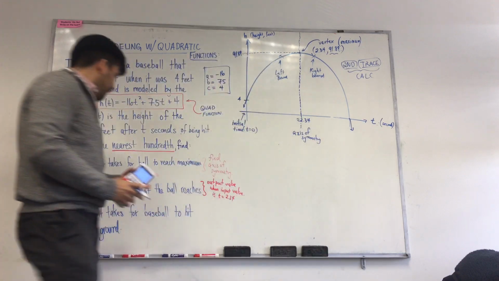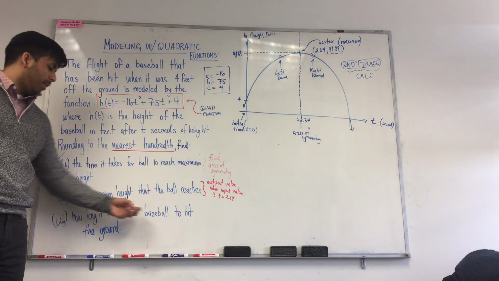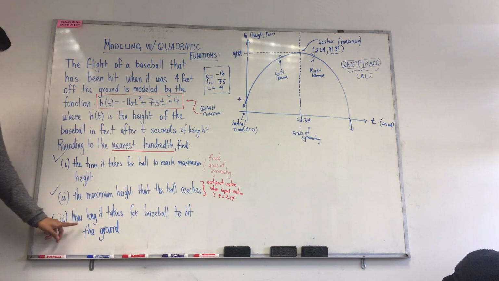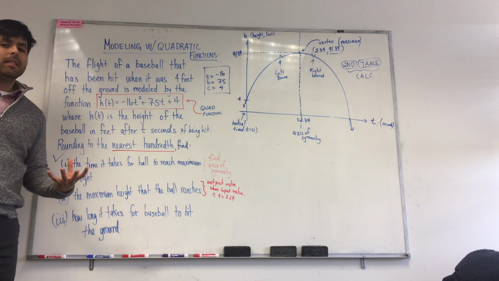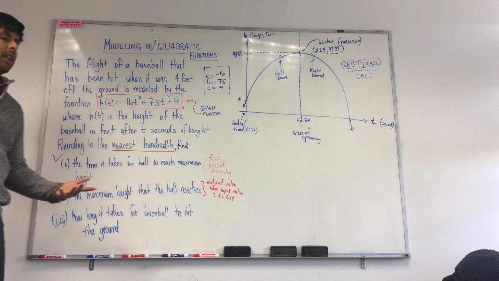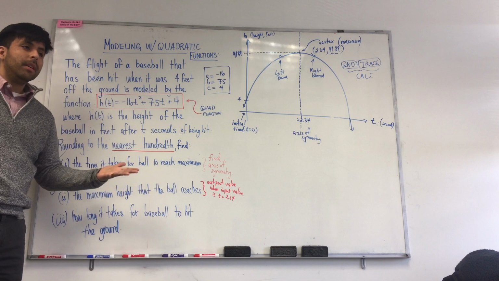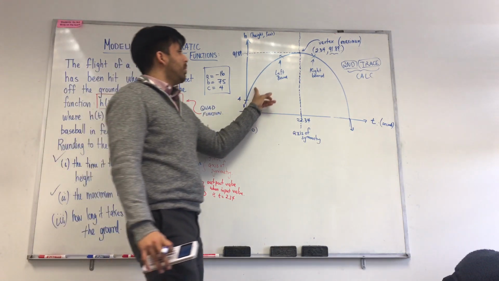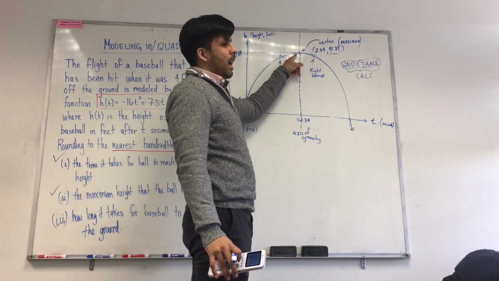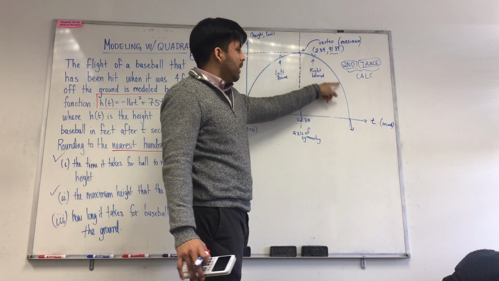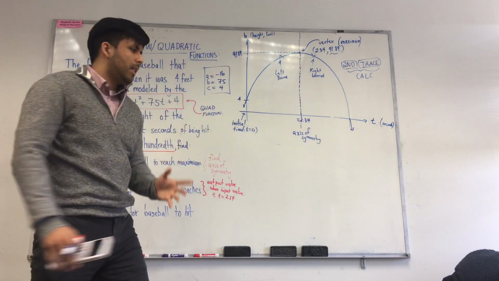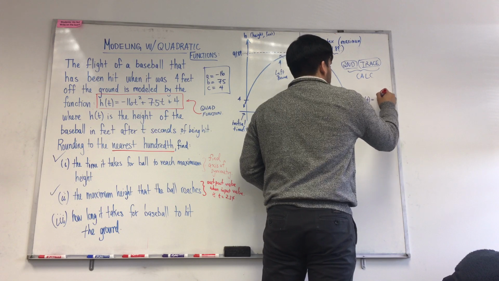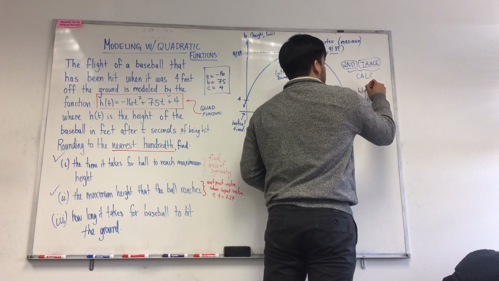For the last part, it's asking us how long it takes for the baseball to hit the ground, or to be back at ground level. The phrase how long indicates that we're dealing with time. So we're asking what's the time it takes for the baseball not to get back to the maximum height, but to actually hit the ground. And when we say hit the ground, we mean that our height equals 0. That's what it means to say it hits the ground.